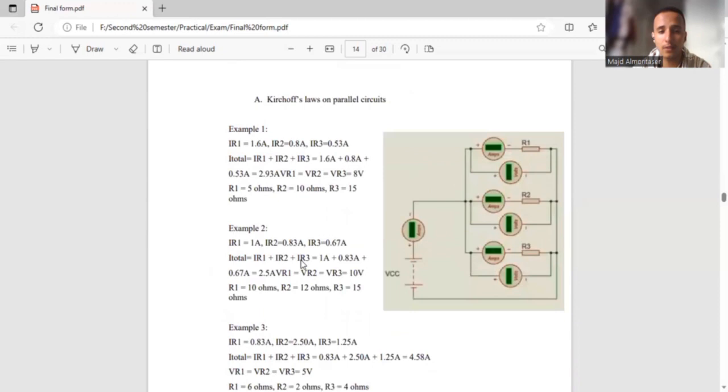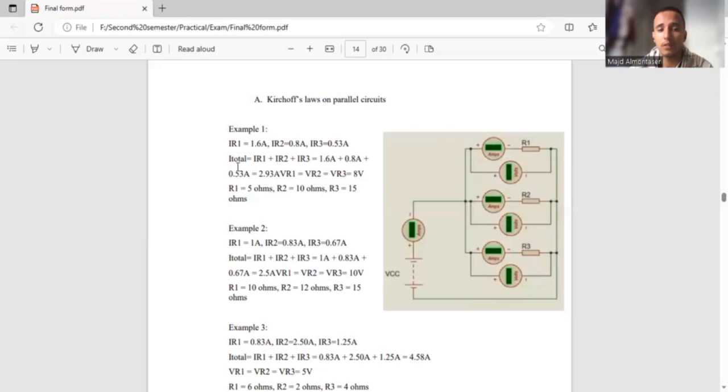And here we have Kirchhoff's law on parallel connection. Now here in Kirchhoff's law in parallel connection, the voltages are the same while the currents are different. So we have IR1, IR2, IR3: IR1 equals 1.6 amperes, IR2 equals 0.8 amperes, IR3 equals 0.53 amperes. These are just examples.